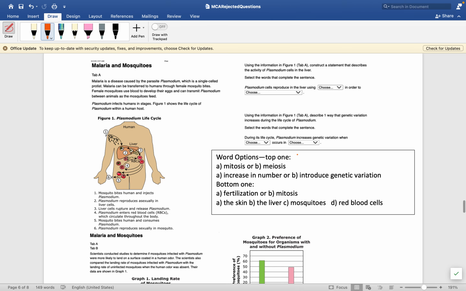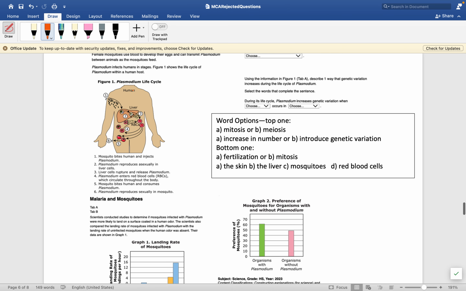Okay, moving on to malaria and mosquitoes. Malaria is a disease caused by the parasite Plasmodium, which is a single-celled protist. Malaria can be transferred to humans through female mosquito bites. Female mosquitoes use blood to develop their eggs and can transmit Plasmodium between animals as the mosquitoes feed. Plasmodium affects humans in stages. Figure 1 shows the life cycle of Plasmodium within a human host.